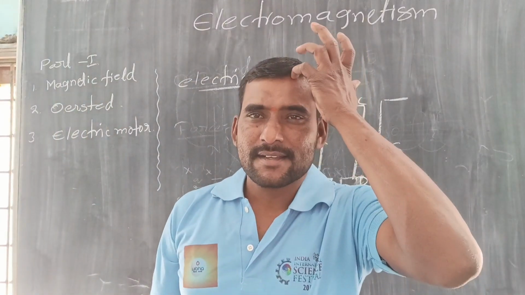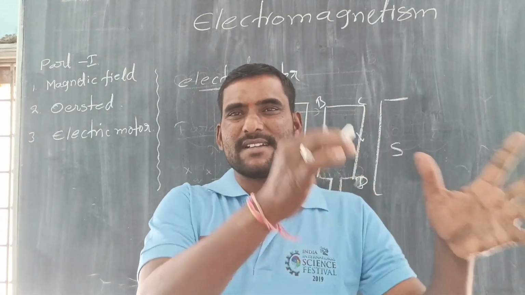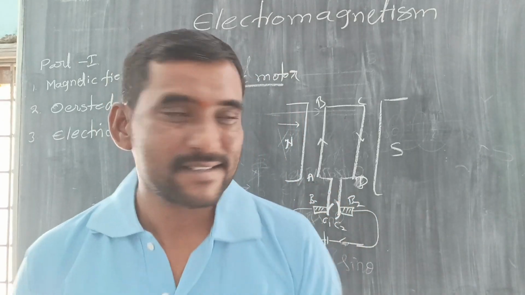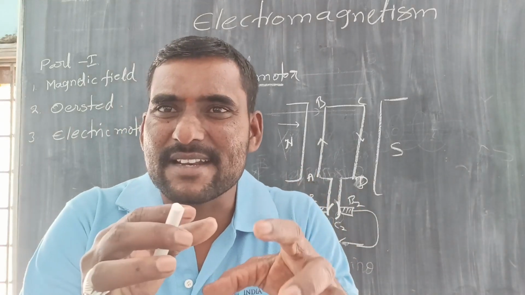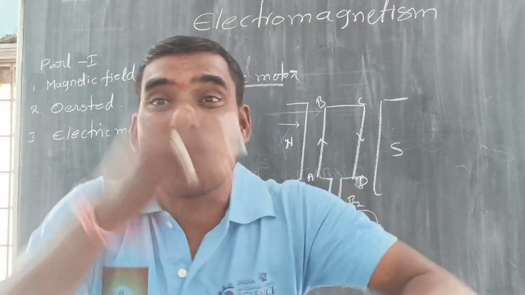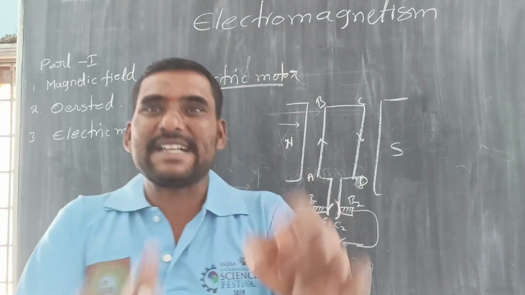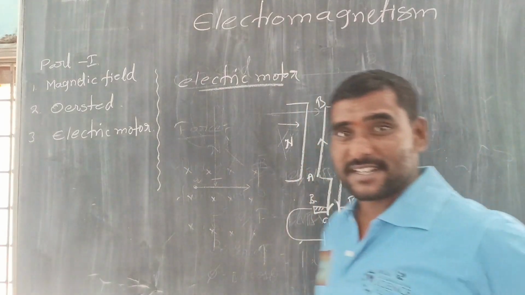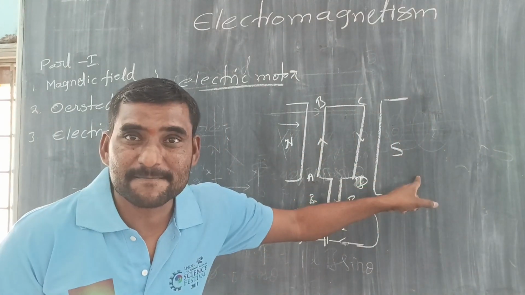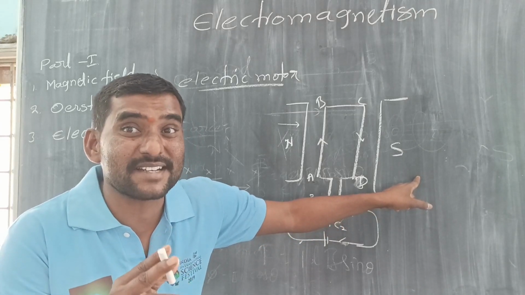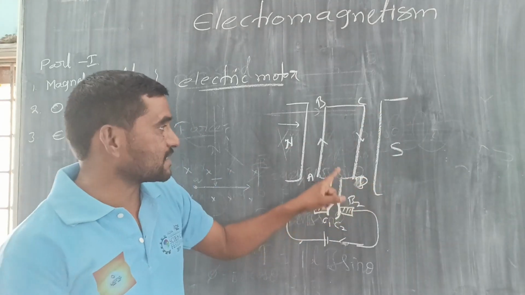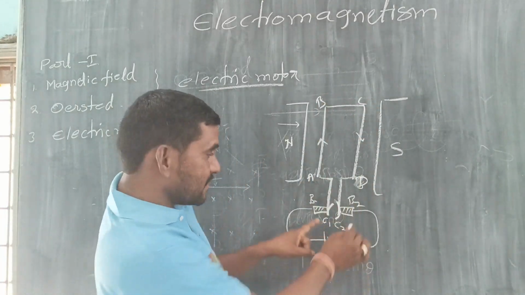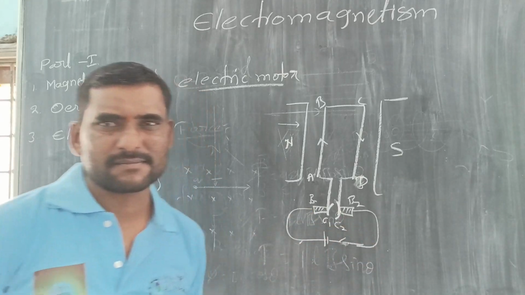Now, the electric motor. A motor is a device which can convert electrical energy into mechanical energy. It works on the principle that when a current carrying coil is kept in a uniform magnetic field, it experiences a force, and due to that it can rotate. The important points in construction: a strong horseshoe magnet, which can produce a uniform magnetic field; next, the armature; next, commutators or split rings; next, carbon brushes; next, battery and switch.